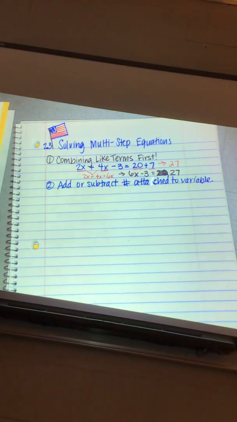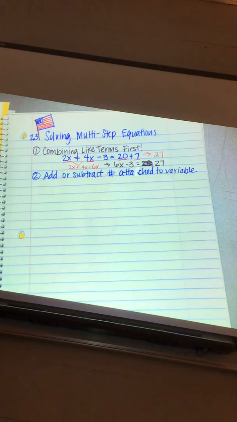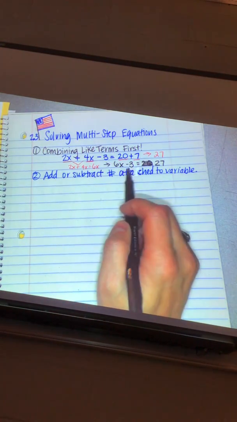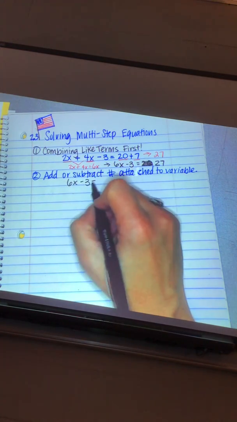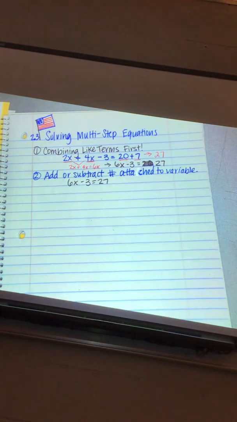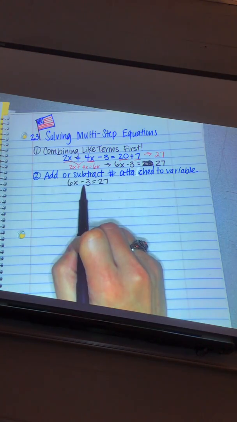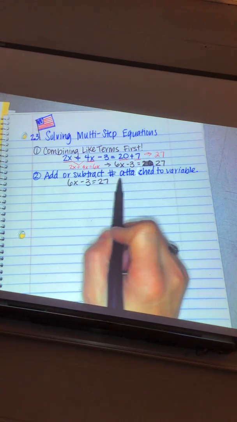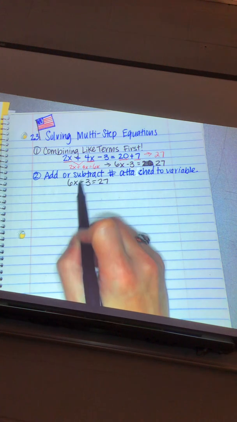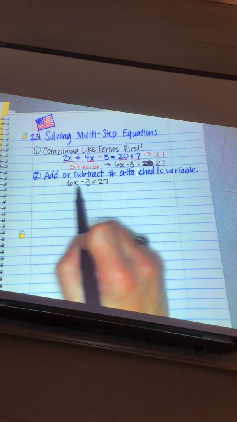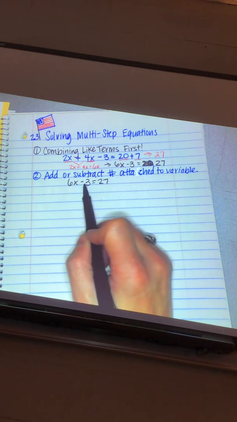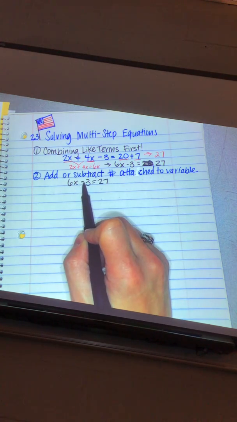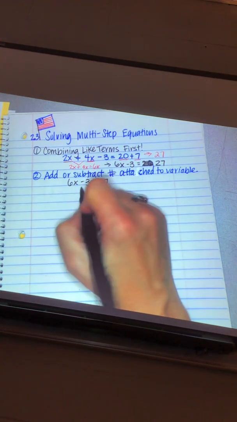Okay, so let's do that in our example here. We would take 6x minus 3 equals 27. That's what we had here. And we are going to add or subtract off the number that's attached to the variable. So this number right here is what I'm talking about. You have some subtraction that's attached to the variable over here that we need to add or subtract off depending on what is happening in the equation. Well, right here we have some subtraction, so we're going to add 3 to both sides.